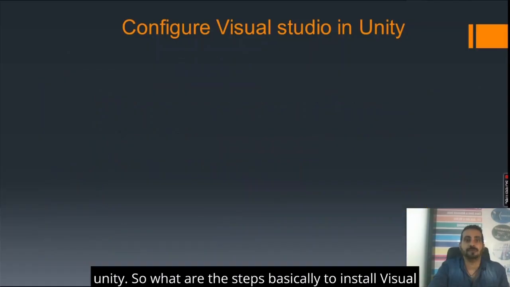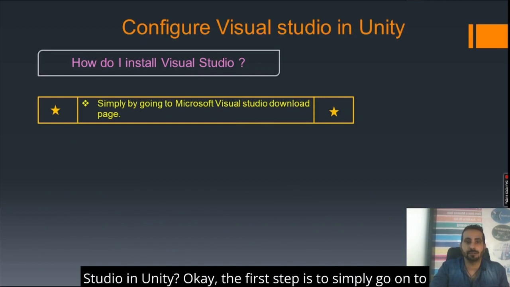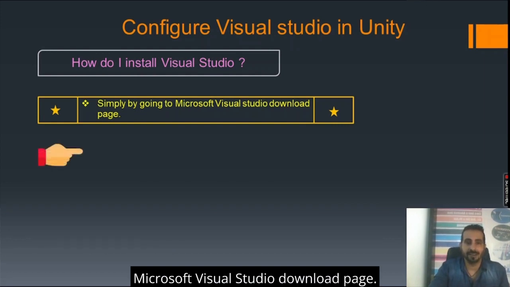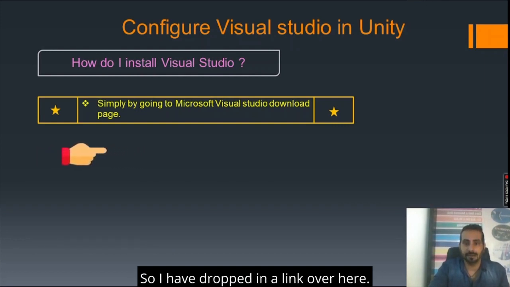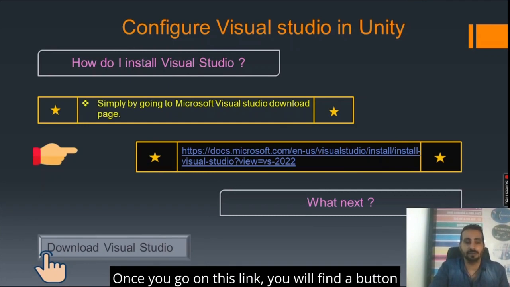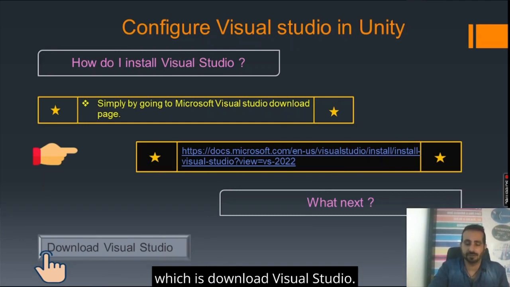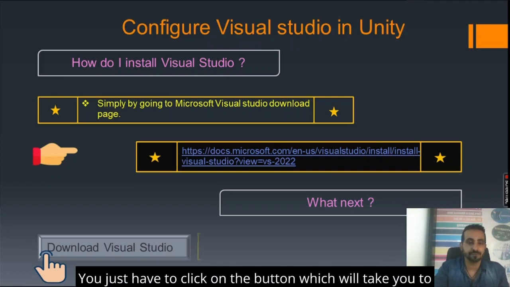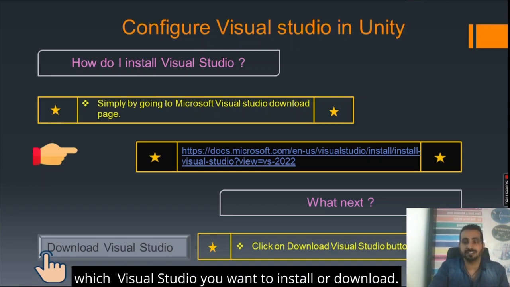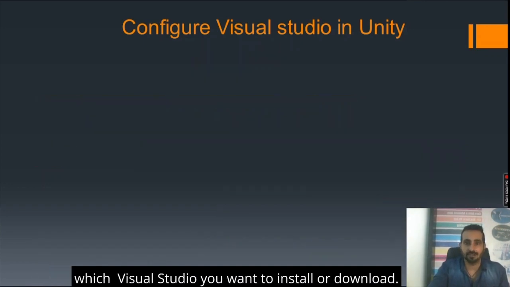So what are the steps basically to install Visual Studio in Unity? The first step is to simply go on to Microsoft Visual Studio download page. So I have dropped in a link over here. This is the link for that. Now, what next to do once you go on this link? Once you go on this link, you will find a button which is download Visual Studio. You just have to click on the button, which will take you to another page, where you can actually choose which Visual Studio version you want to install or download.